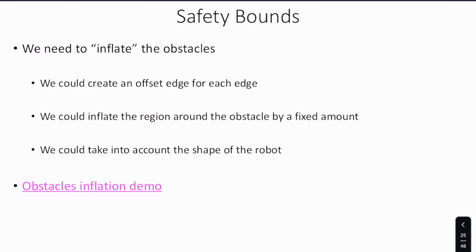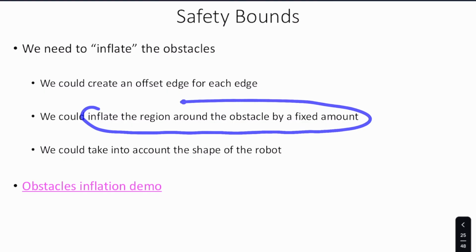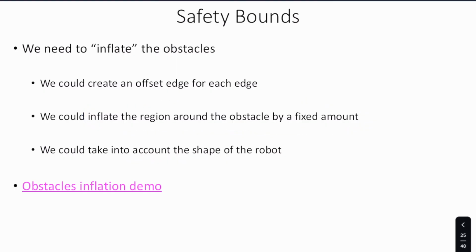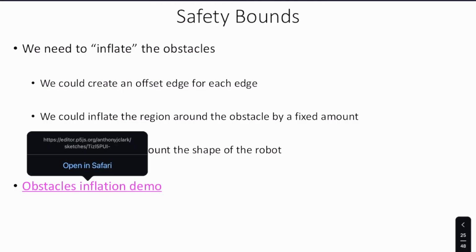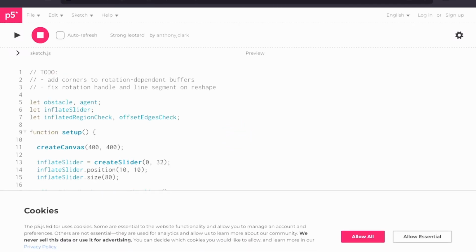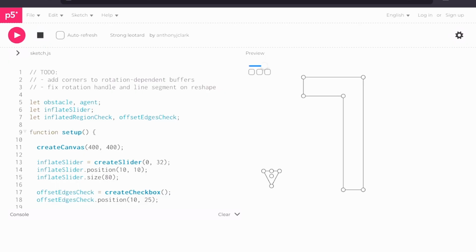There are a few different algorithms for inflating obstacles. We can use what's called an offset edge approach. We can inflate the region around obstacles by a fixed amount, or we can actually take into account the shape of the robot itself. I have a few of those implemented, and a little widget here to show them off. In this case, if I check the first one, this would be what's called an offset edge approach. And I can shrink and increase the size of this region. This would be like the radius of the robot.